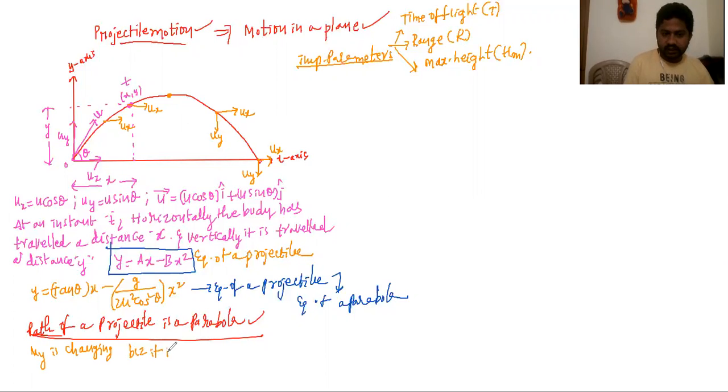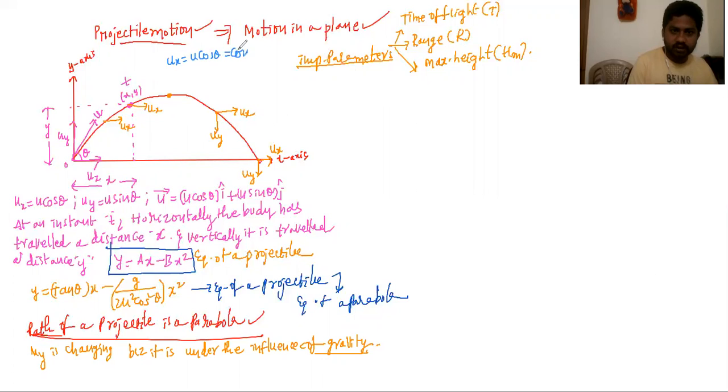Again, I am writing: uy is changing because it is under the influence of gravity, right? Because vertically the gravitational force is acting on the body. Whereas ux, which is equal to u cos theta, is constant throughout the projectile motion, my dear students. A very, very, very important objective question: u cos theta is constant throughout the motion.